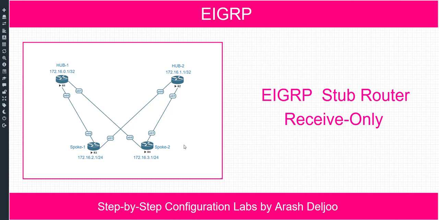For example, in router 3 and router 4, the spoke routers, when you configure EIGRP stub router with receive only, router 3 and router 4 only learn EIGRP updates from their neighbors, and they don't advertise anything to their neighbors, including the connected networks, the summary networks, or anything else. You can use this option for some specific purposes.